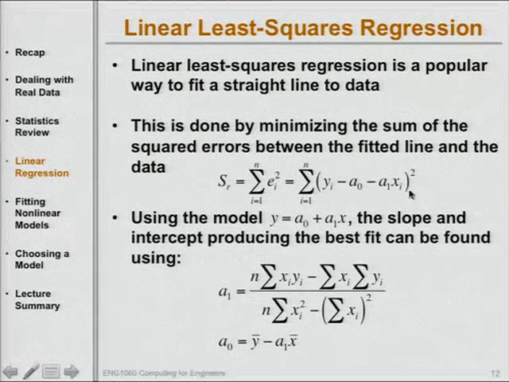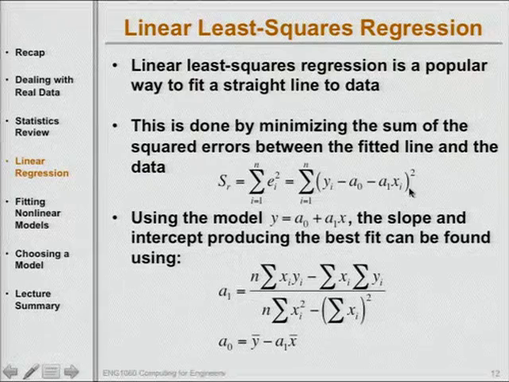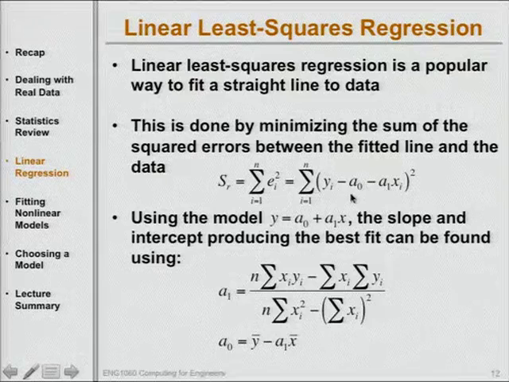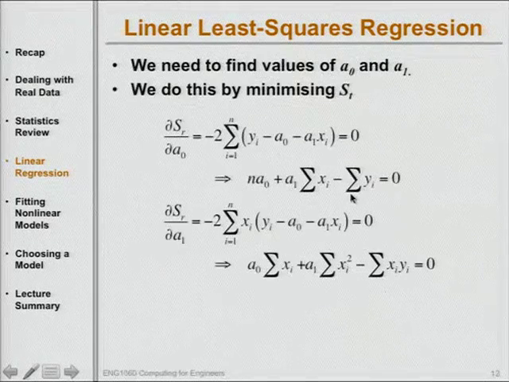We know what yi and xi are, those are the data points we're given. The things that we don't know are a0 and a1. So you can think of this function here as being a function of our unknown coefficients a0 and a1, because we're given the y's and the x's.